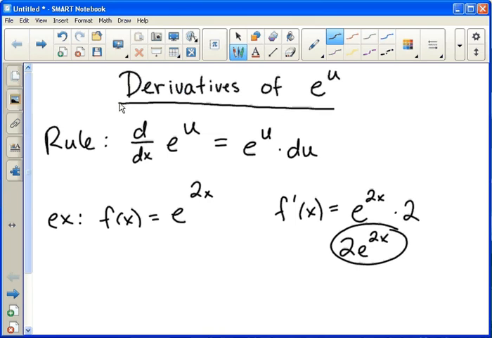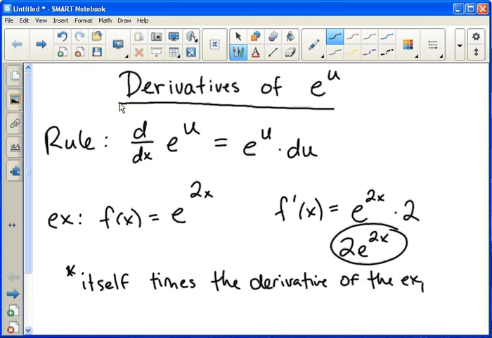In fact, let me write that down. Itself times the derivative of the exponent. So it's e to the u du, in other words. E to the u du. Okay, let's look at some more examples.